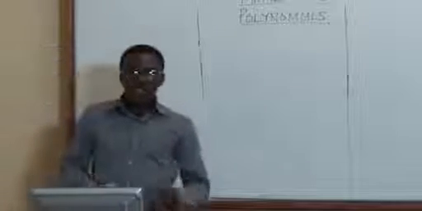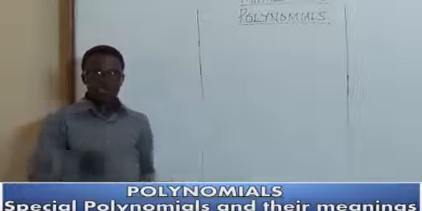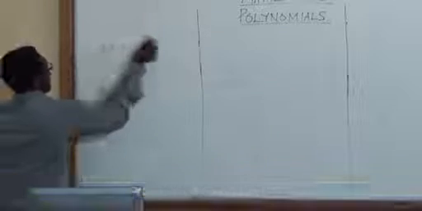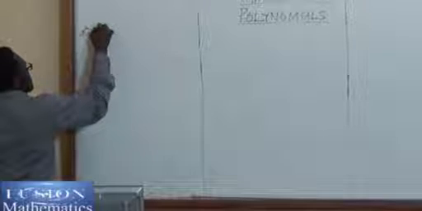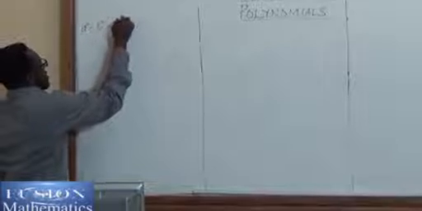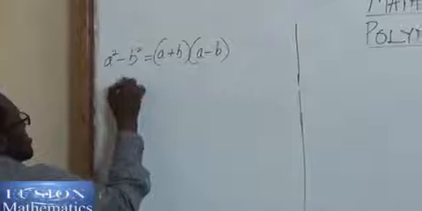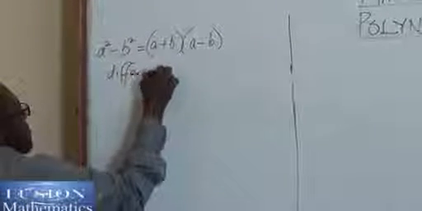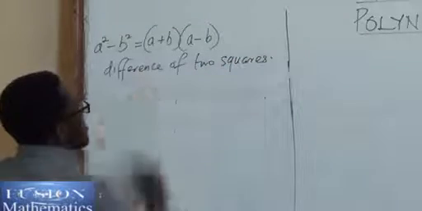Having looked at factor and remainder theorem, let's look at some special polynomials and what they mean. First one we'll be looking at is a squared minus b squared. When you see this, this means a plus b bracket a minus b. This is popularly called difference of two squares.